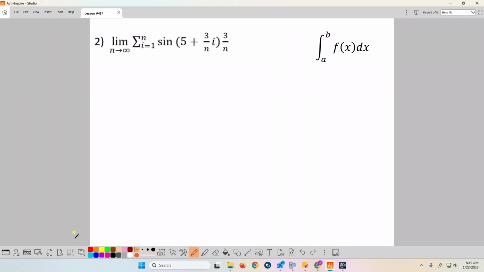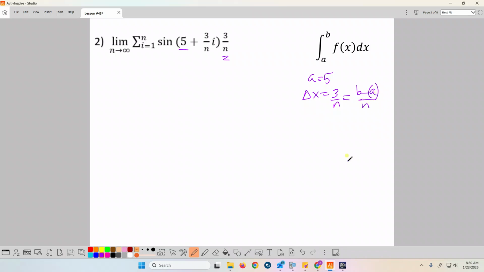Here's this question, another trig function. So we can see a couple things that you can take away. Maybe you already know that a is 5. Perfect. But what is delta x? It should be right here: 3 over n. Remember that delta x is always going to be b minus a over n.